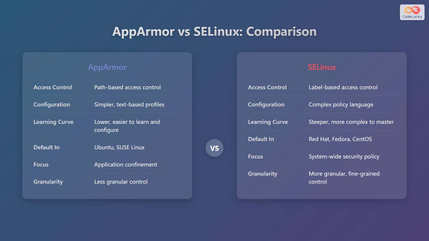AppArmor is the default in Ubuntu and SUSE Linux, while Security Enhanced Linux is the default in Red Hat, Fedora, and CentOS. AppArmor focuses on application confinement, while Security Enhanced Linux focuses on system-wide security policy. AppArmor provides less granular control, while Security Enhanced Linux provides more granular, fine-grained control.